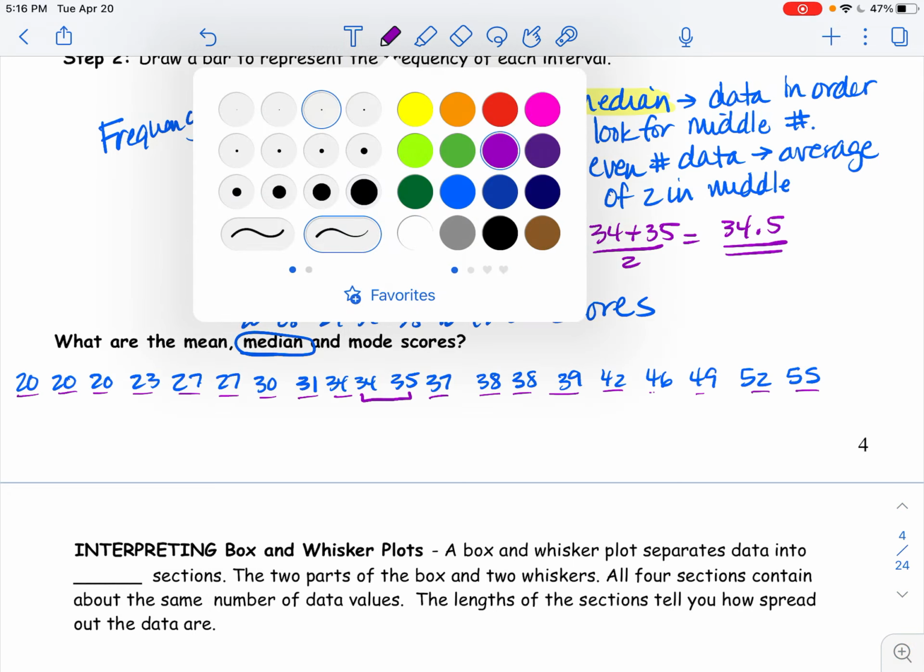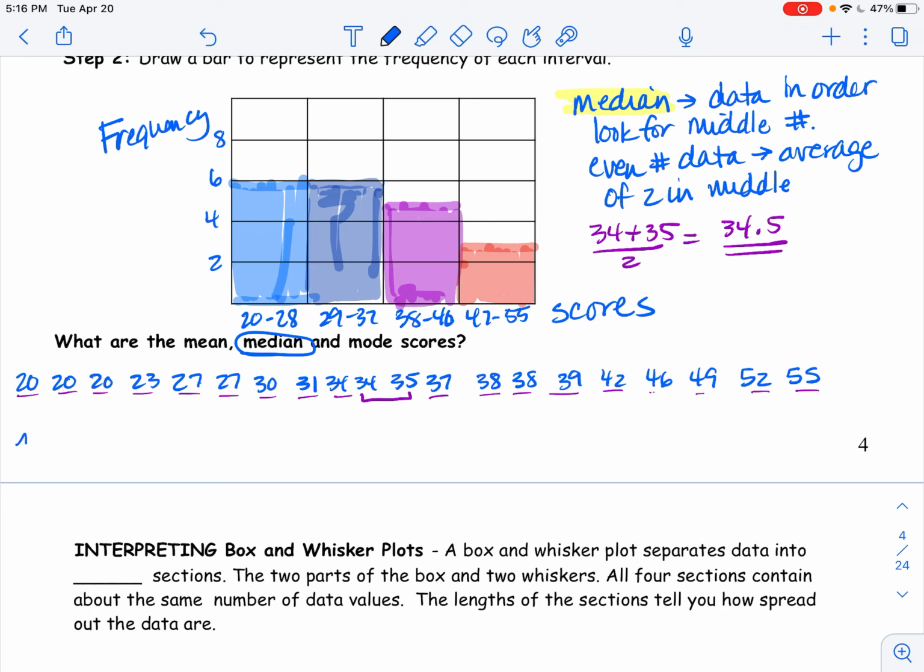The mode is what occurs most often. And we can see that we have 3 20s, and so that is our mode.